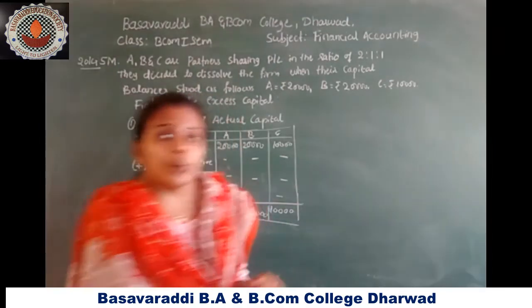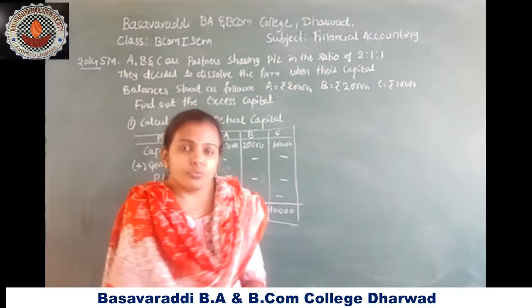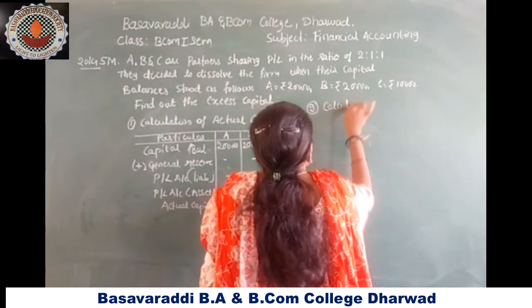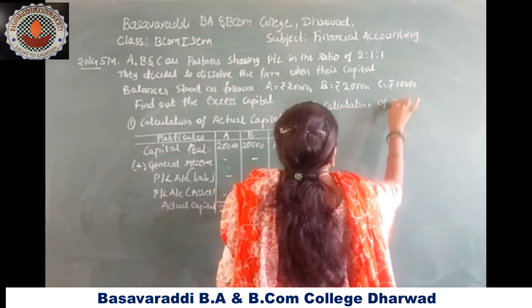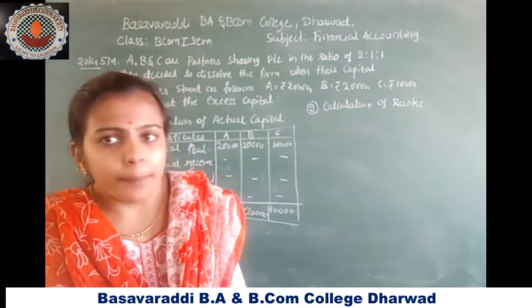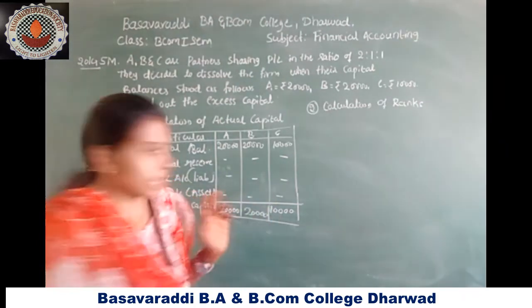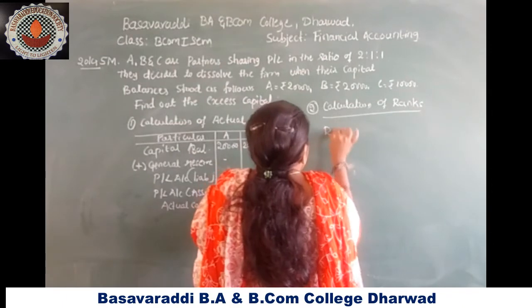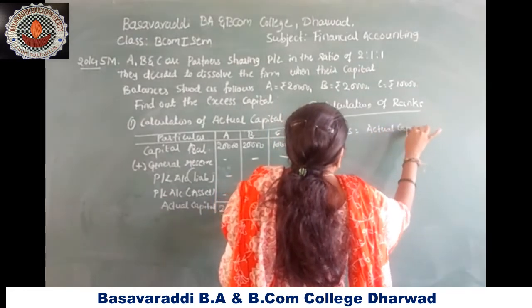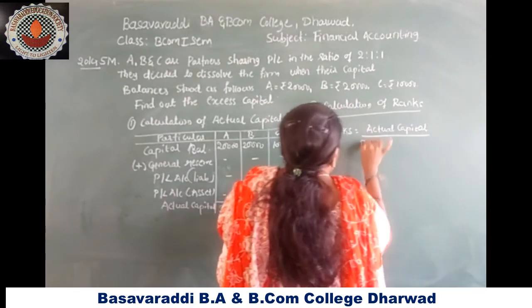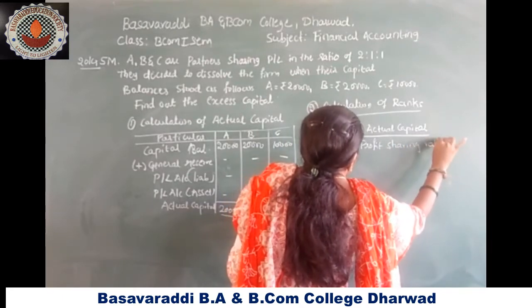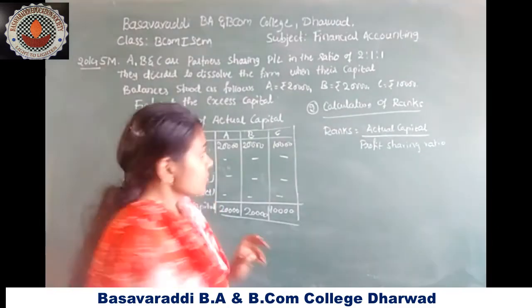Now, second working note, calculation of ranks. Ranks is equal to actual capital divided by profit sharing ratio.